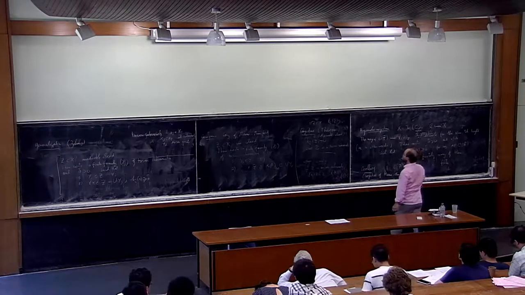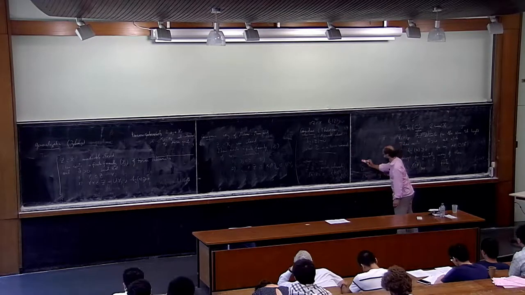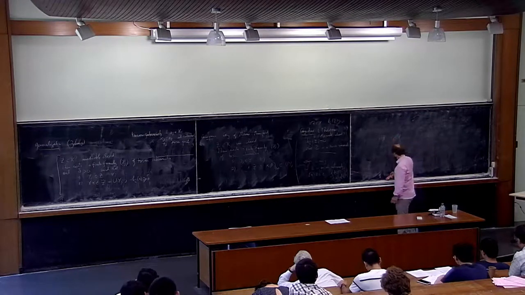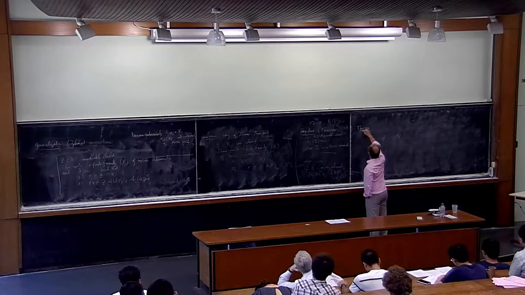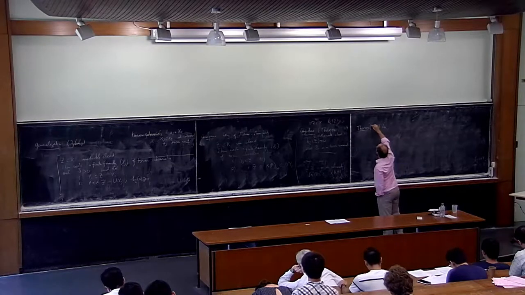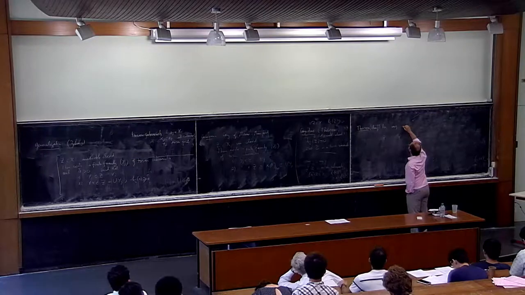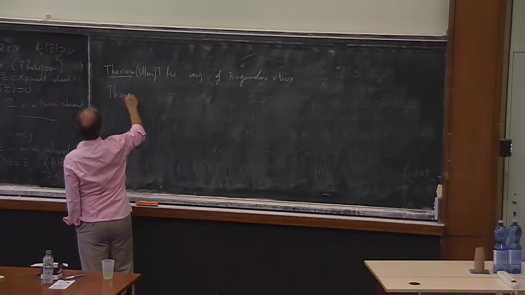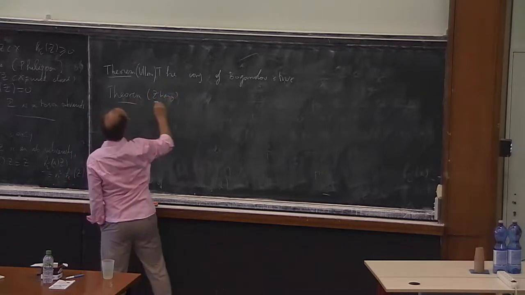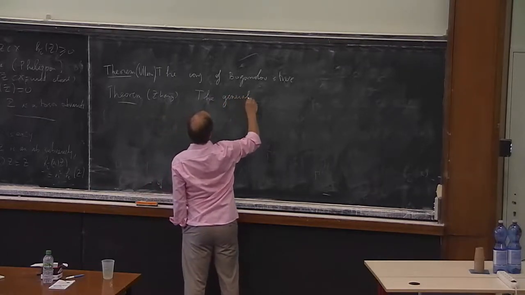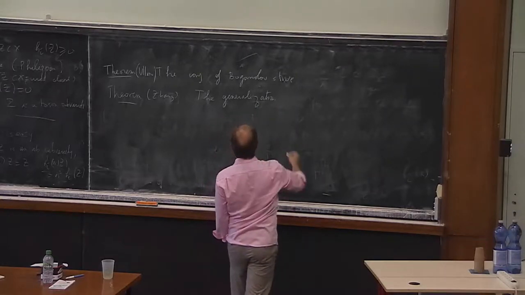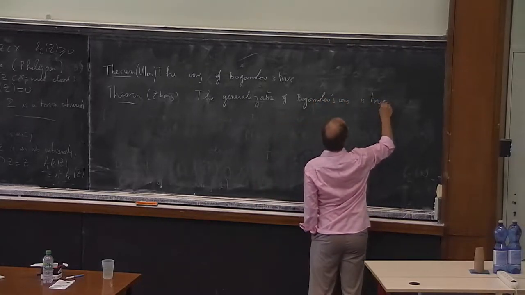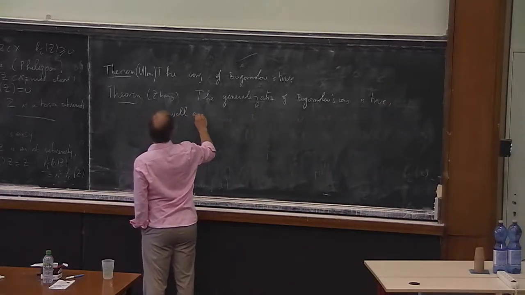And so now for the theorems. So the first theorem, this is due to Ullmo, the conjecture of Bogomolov is true. And the theorem of Zhang is that the generalization of Bogomolov's conjecture is true, as well as the conjecture of Philippon.